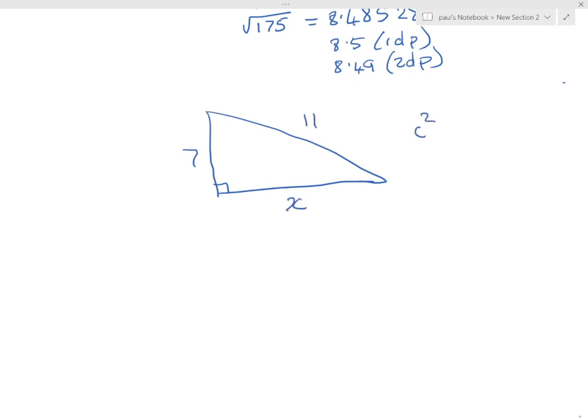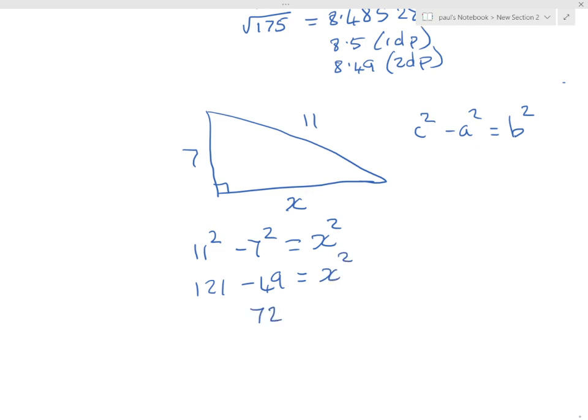So this is going to be c squared minus a squared equals b squared, yeah? So 11 squared minus 7 squared equals x squared. 121 minus 49 equals x squared. 72 equals x squared, and the length of x is going to be the square root of 72, which is 8.5 equals x, and there'll be centimeters or meters or inches.